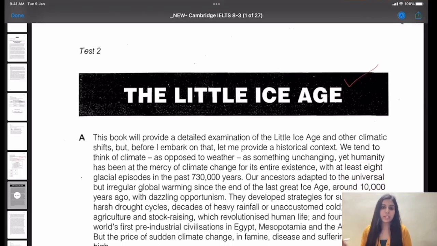When you read the title of the passage, you have some idea what would be the content of the passage. So here we can understand that they will be talking about the Little Ice Age, before and after and during the Little Ice Age. So it's majorly going to be about this particular age, right?